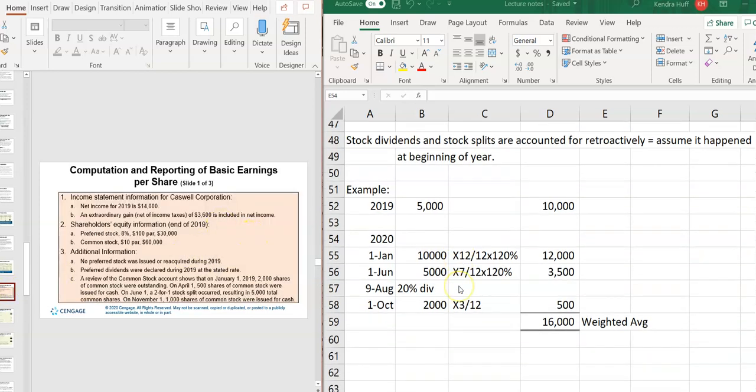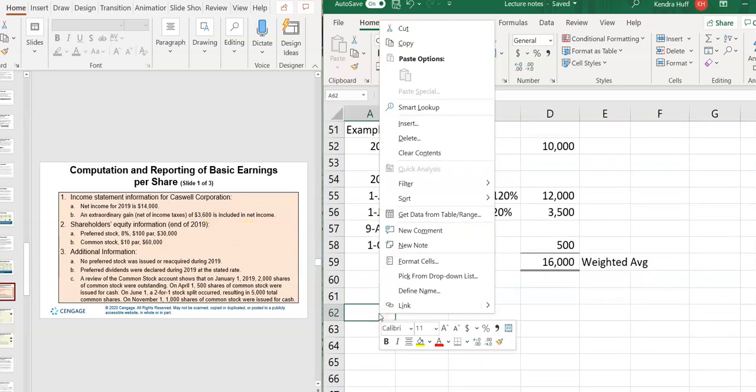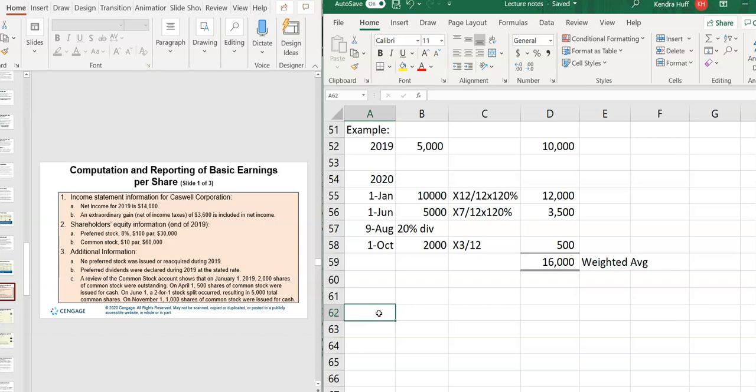Okay, so this is an example of the actual basic earnings per share. All right, so income statement information for Caswell. Net income was $14,000. They also had an extraordinary gain, net of income tax, of $3,600, which is included in net income. Shareholders' equity: they have preferred stock, 8%, $100 par, $30,000 total par value. Common stock, $10 par, $60,000 total par value. Okay, so one thing that we need to know is what's the preferred stock dividend and how many shares of common stock are outstanding at the moment.